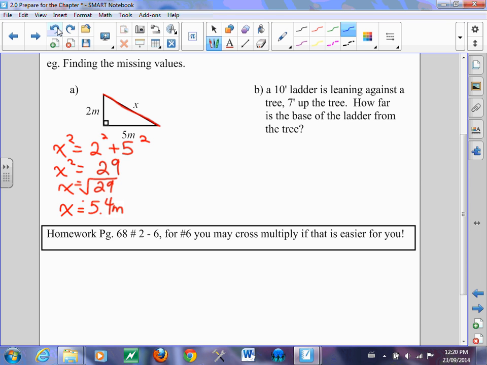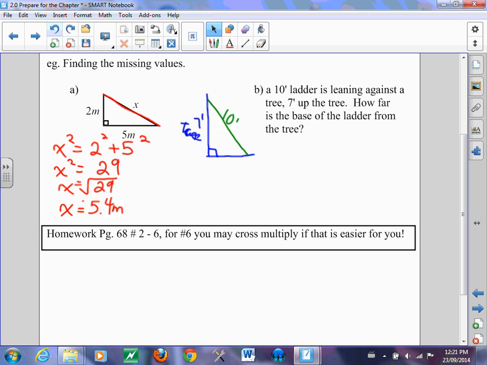All right, so here we go. A 10-foot ladder is leaning against a tree, so we've got to make an assumption here. We've got to make an assumption that the tree grows 90 degrees on the ground. Okay, so this is my tree. Okay, and then here's my ladder shooting up. Okay, and it says it's a 10-foot ladder, so I put 10 feet on that, and it's shooting up the tree 7 feet. And we make an assumption that it's 90 degrees in the triangle. Okay. Now the question says, how far is the base of the ladder from the tree?